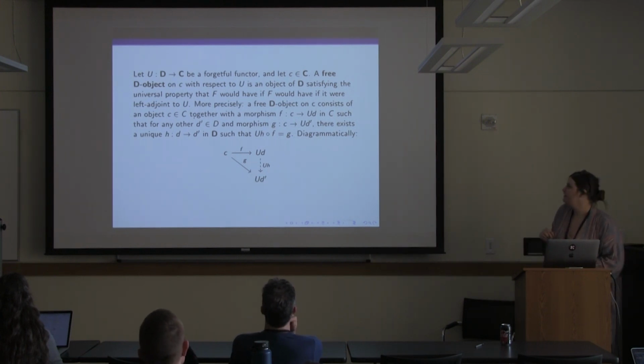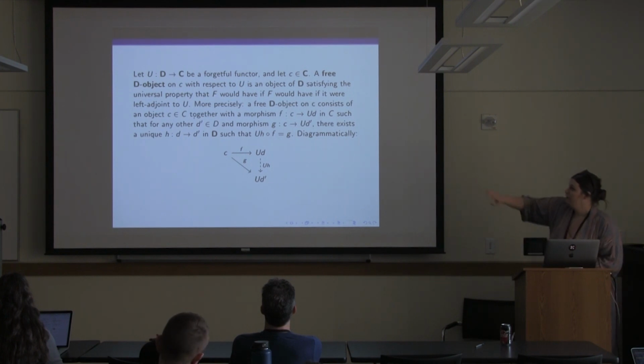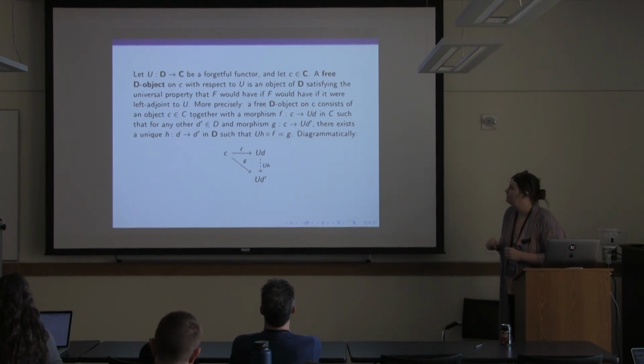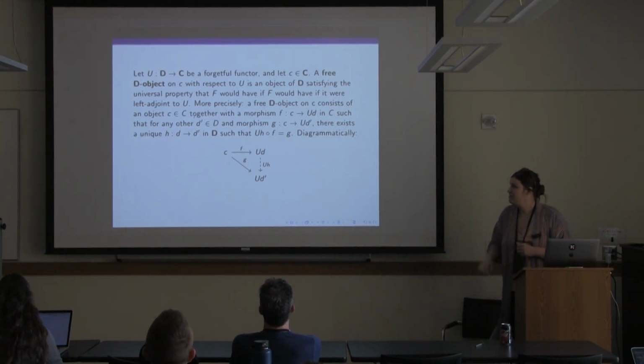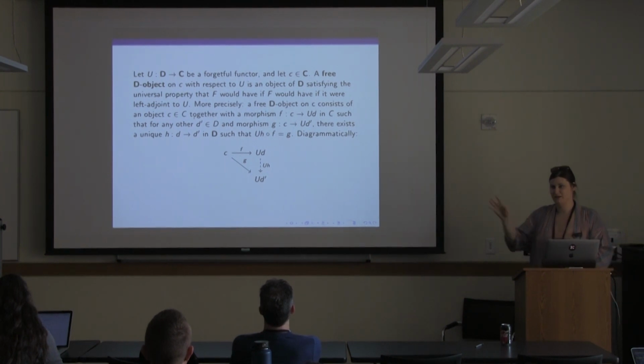Let C be in C. A free D object is an object in C with respect to the forgetful functor, satisfying a property that a left adjoint might have if it existed and were left adjoint to a forgetful functor, and satisfied this diagram. That's a free construction right there. Things that look like a left adjoint are free functors, as long as they're left adjoint to a forgetful functor.